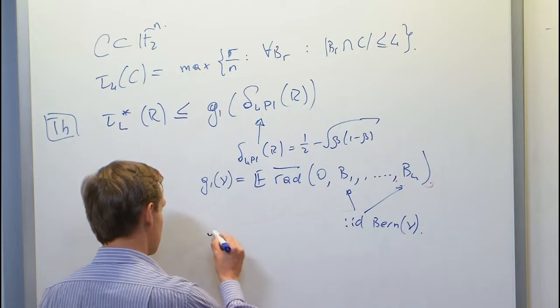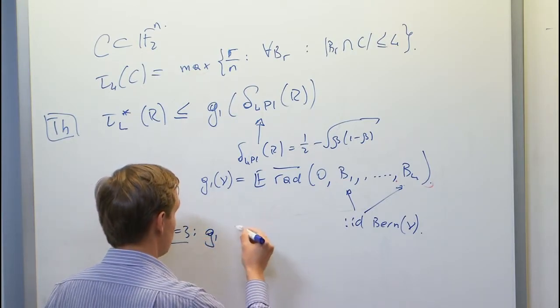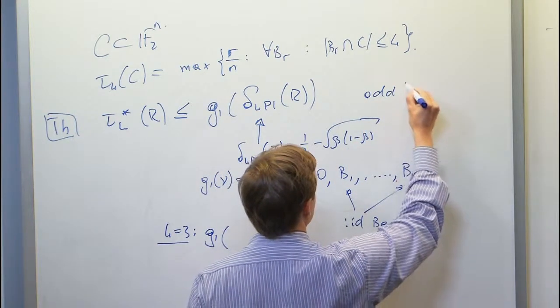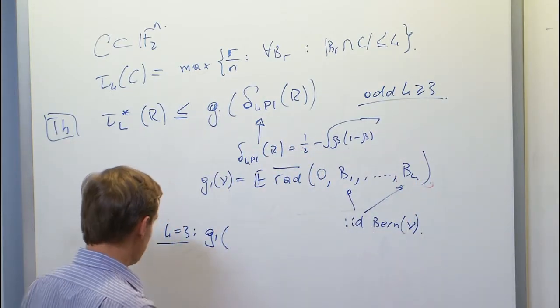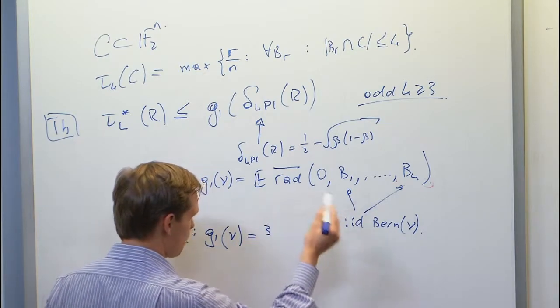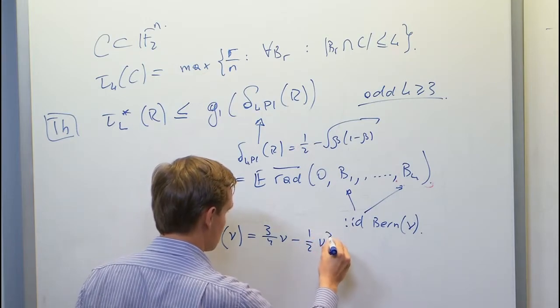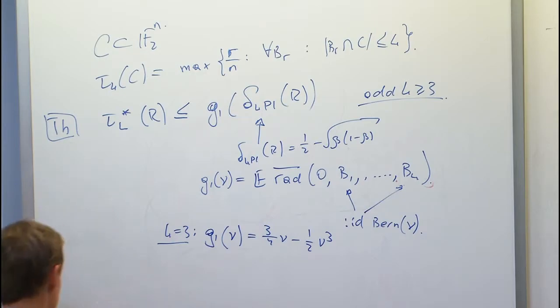In particular, this is only for odd L greater than 3. This is the theorem. For L equals 3, G1 of nu is always a polynomial, so it's something like this, just explicit. So what's the average radius?